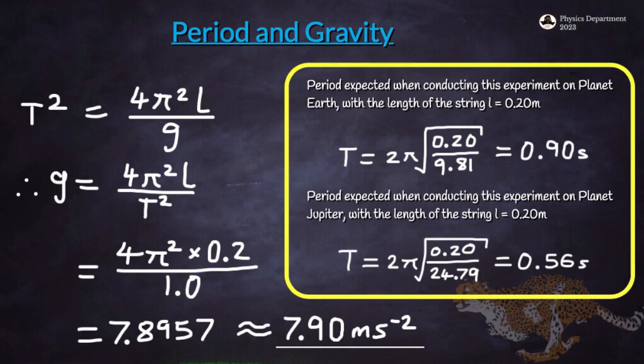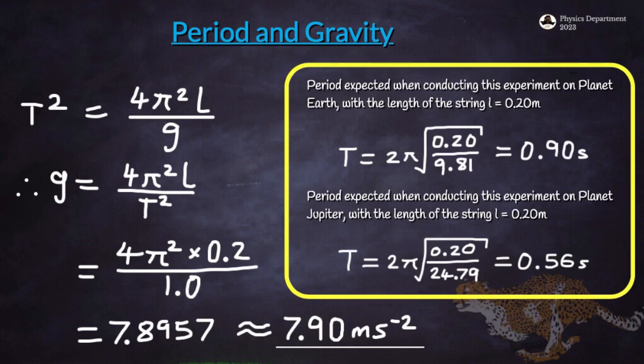So what we are going to do here is first try and find out the value of the gravity that we're going to be using, with the periods and the lengths that we are seeing in our table. So g will be equal to 4 pi squared multiplied by L, which in this case will be 0.2 meters, divided by T squared.